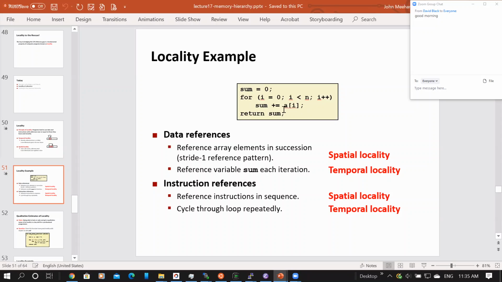This is what we call a stride one reference pattern because we're accessing the exact next location in memory after location I. We go to I plus one, I plus two, I plus three. That's a stride one reference pattern, as opposed to something here and then something way over somewhere else in memory. That would be a bigger stride, right? So the holy grail here is to access things with a stride one reference pattern. That gives us the tightest spatial locality we can achieve.